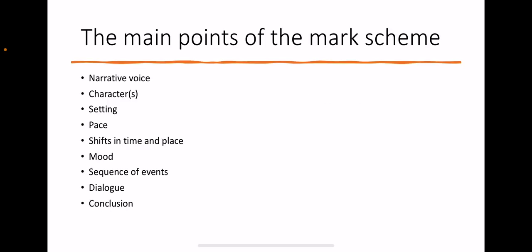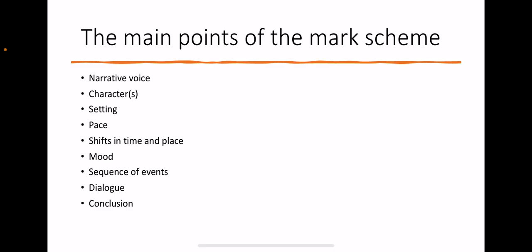So, the main points of the mark scheme then. All of the bullet points, hopefully this was sort of clear, maybe not explicit last week, but I'll make it a bit more explicit this week. The bullet points of each level are all based around the same things, but it's the thoroughness or how convincing you are that puts you into the different band. So the main things we're focusing on are the narrative voice that you create, the character or the characters, the setting, the pace of your writing, any shifts in time and place, the mood that you create, the sequence of events, dialogue, and then the conclusion.